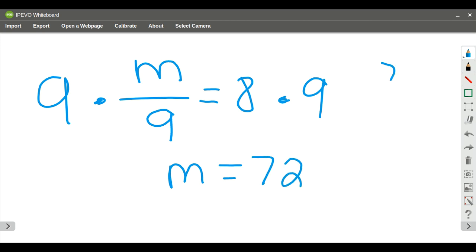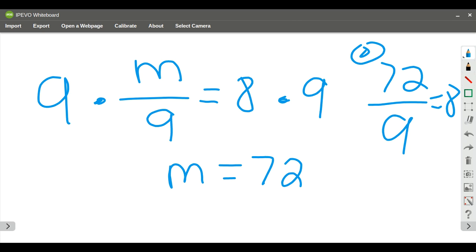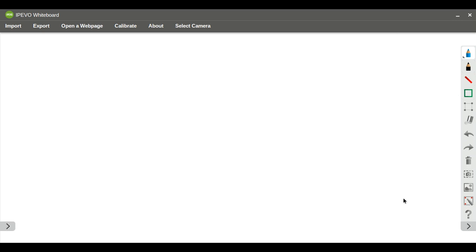So I do my check. 72 divided by 9 is going to be equal to 8. So there's my proof that my answer is right. 8 equals 8. Okay. All right. So hopefully that makes a little bit more sense on how to multiply and divide.